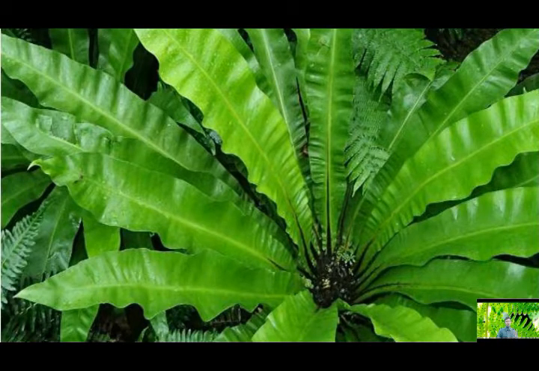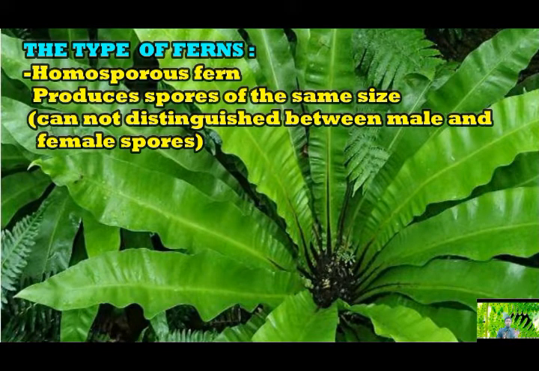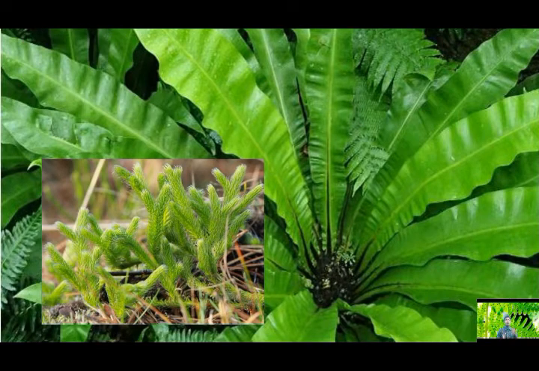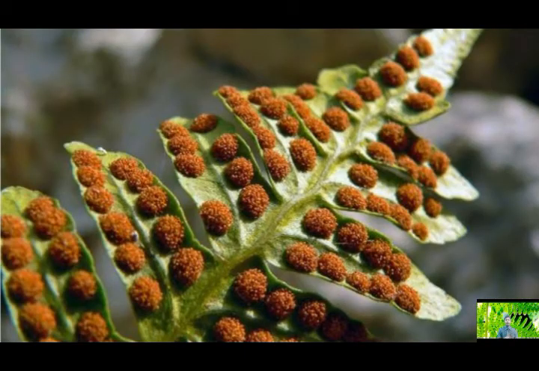Okay, we're discussing next about the types of ferns. The first, based on type of spores produced, are divided into several, namely homosporous ferns. What's the meaning? Homosporous ferns are ferns that produce spores of the same size and cannot be distinguished between male and female spores. For example, Lycopodium sp. or club moss.